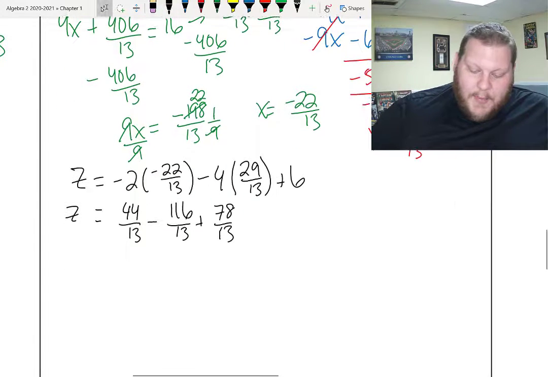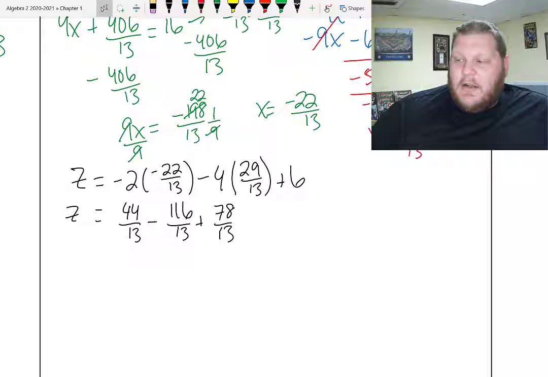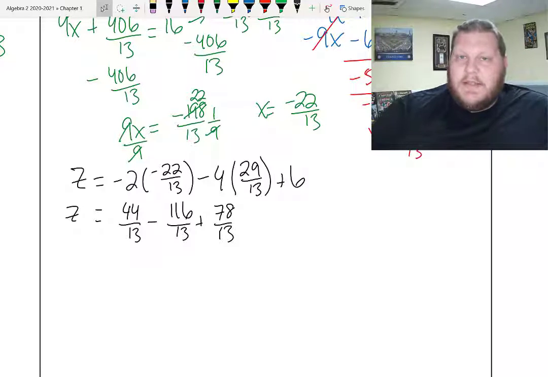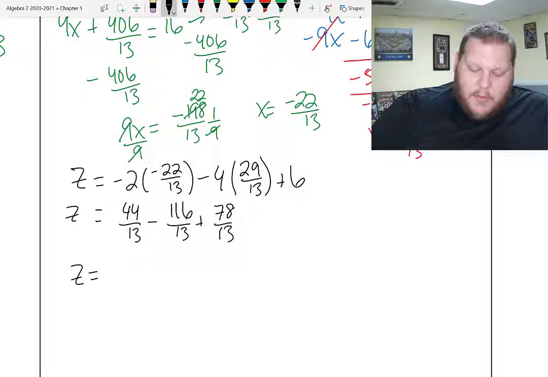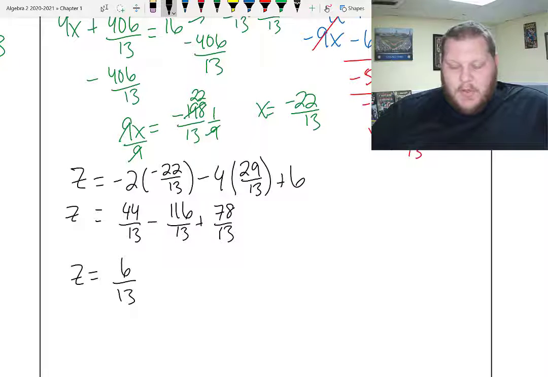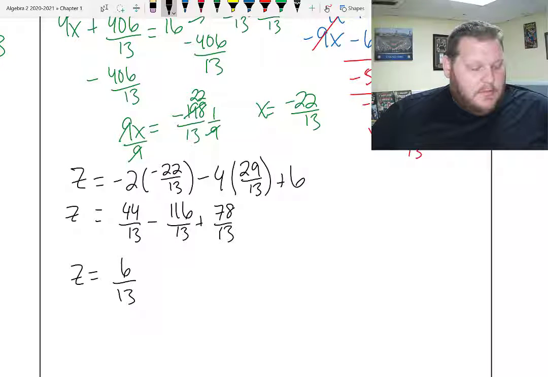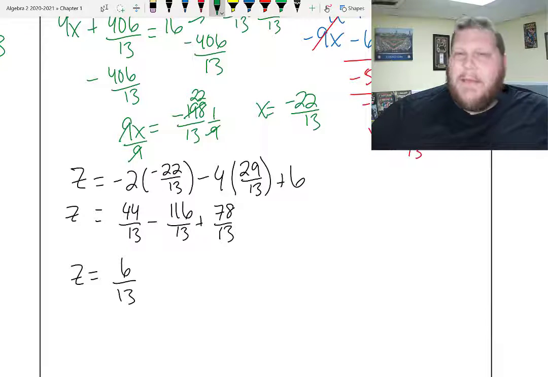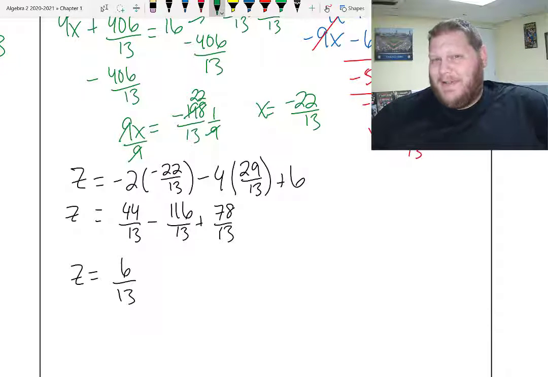So adding up everything all together, 44 minus 116 plus 78 ends up in total 6 over 13. Because 44 and 78 is 122, so 122 minus 116 gives me 6 thirteenths. Very, very ugly. I'm not really a fan of how ugly that answer got.